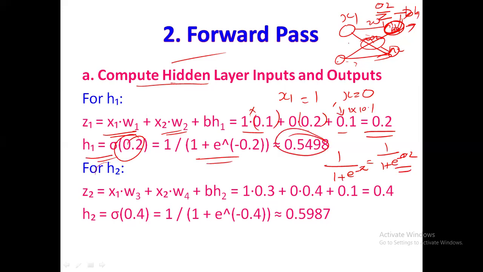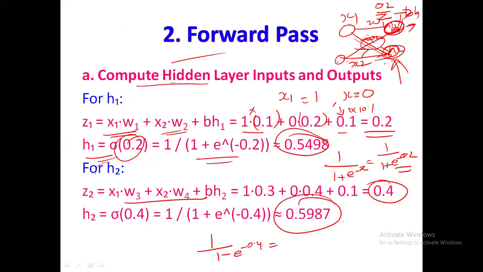Similarly, for h2, we calculate x1 into w3 plus x2 into w4 plus bh2. Substituting all the values, we get 0.4, and after applying the sigmoid function, we get 0.5987. So now the two hidden neurons have the values 0.5498 and 0.5987.